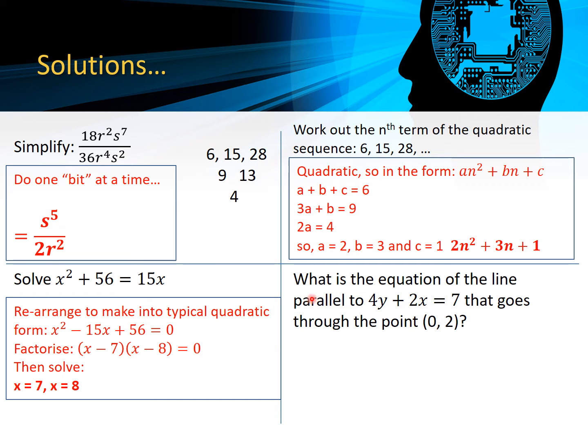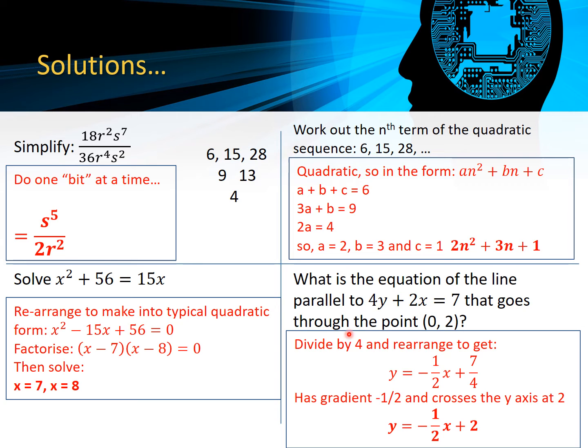Next one. What's the equation of the line that's parallel that goes through this point? Again, it's not in our standard form. We want it to be in the form y equals mx plus c. So we're going to have to do something first. What I'm suggesting we do is divide everything by 4. That gets me to have 1y. 2 divided by 4 is a half, and 7 divided by 4, I'm just going to leave as 7 over 4.